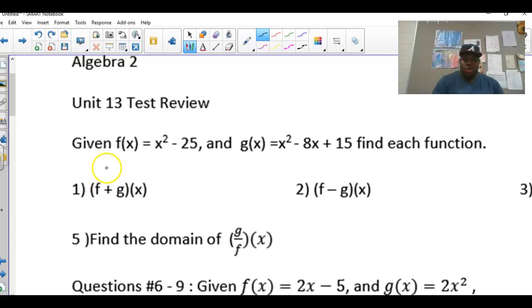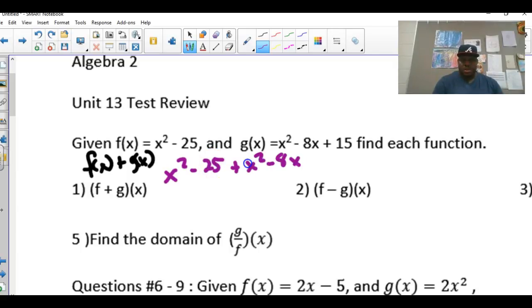Or you can look at it like this. If you did want to take that approach, f of x plus g of x. But guys, all you need to know is, look, this is all it is. The function f of x plus the function g of x. So if I take this function and I'm going to add the function g of x, like so, guys, what we're going to do is combine like terms.